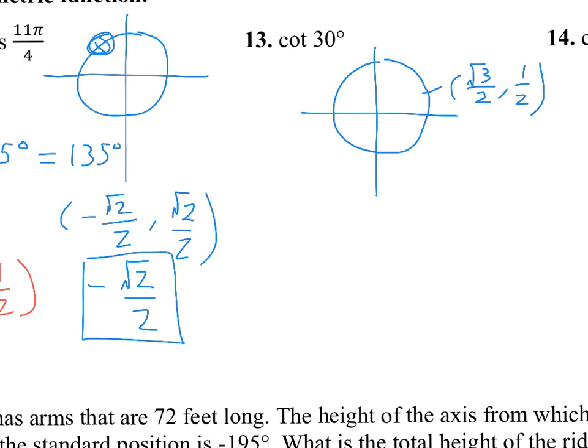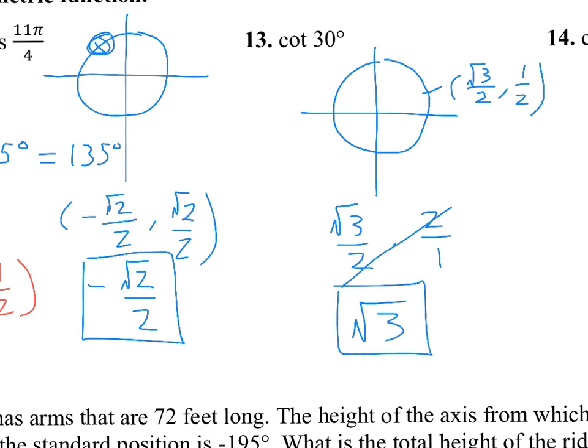Alright, so tangent is y divided by x. So cotangent, being the reciprocal, is x divided by y. So we take x. How do we divide by 1/2? We multiply by 2. These cross out. So cotangent at 30 degrees is rad 3.